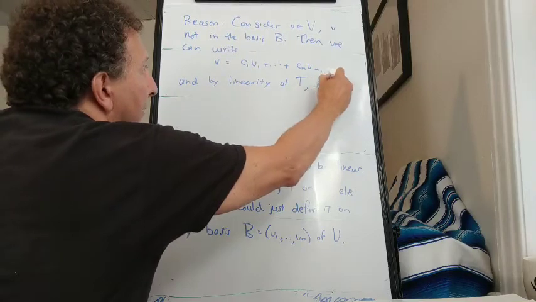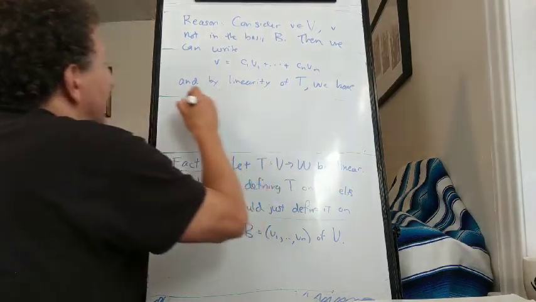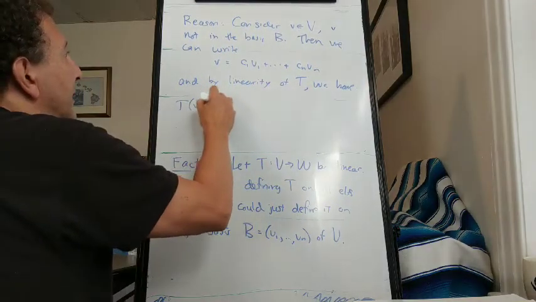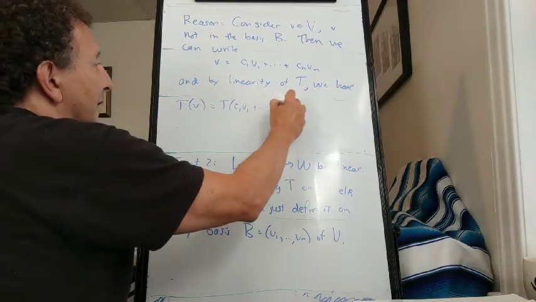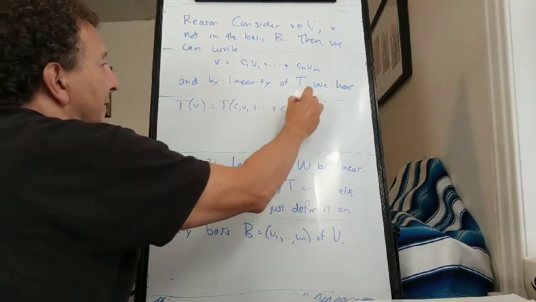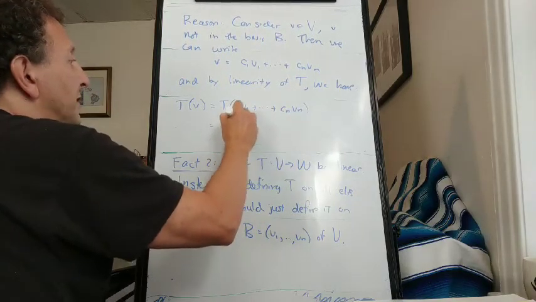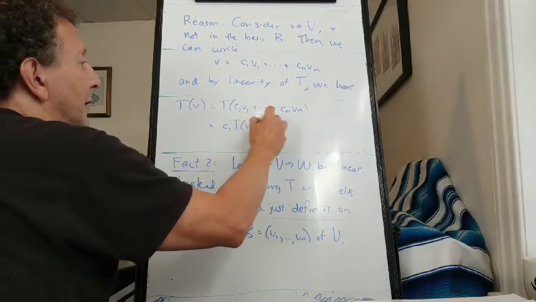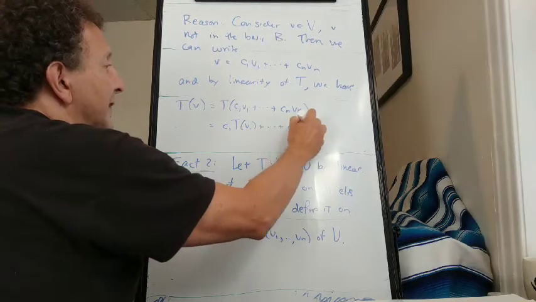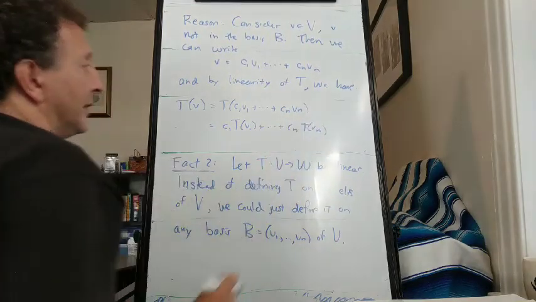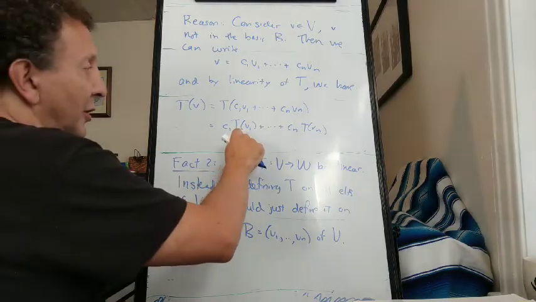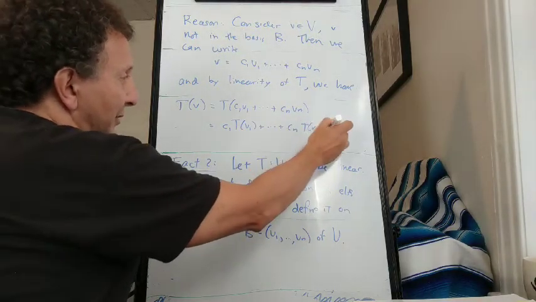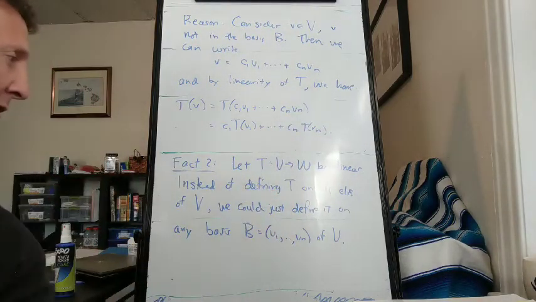we have T of V equals T of C1 V1 plus dot dot dot Cn Vn, which is C1 T of V1 plus dot dot dot Cn T of Vn. So in order to compute T of V, we really just need to know T of all elements of some basis. It could be any basis at all of the space.